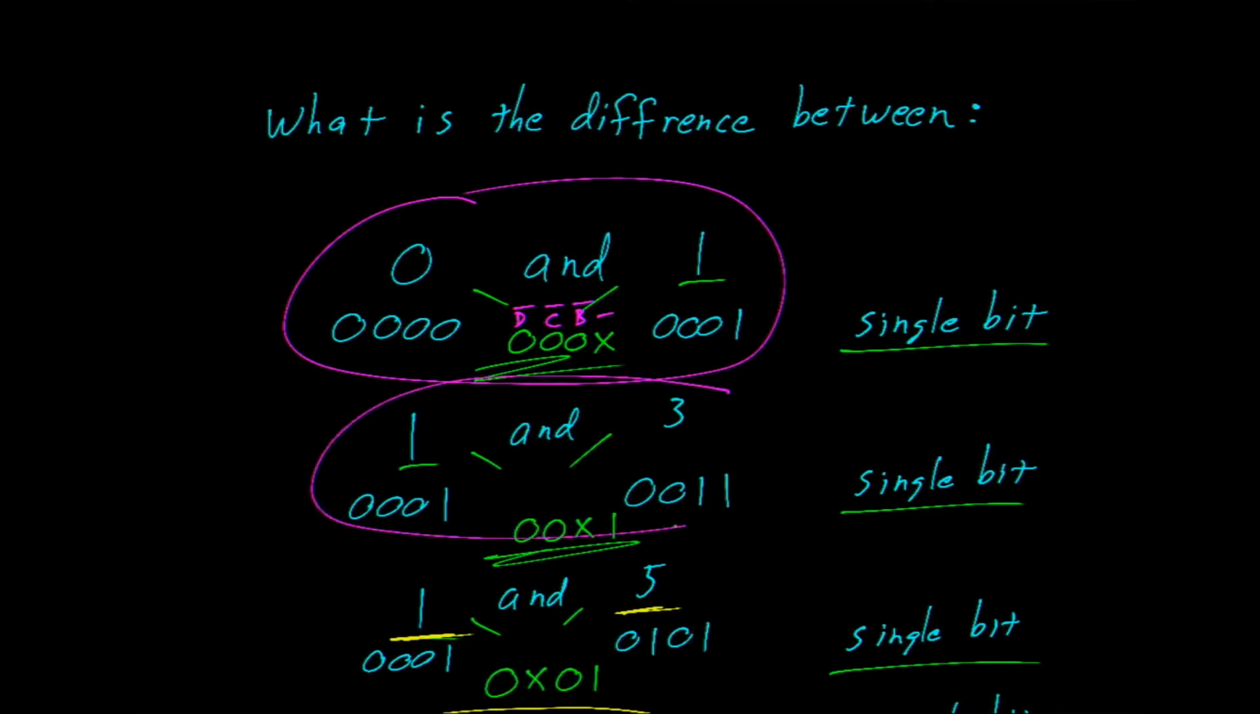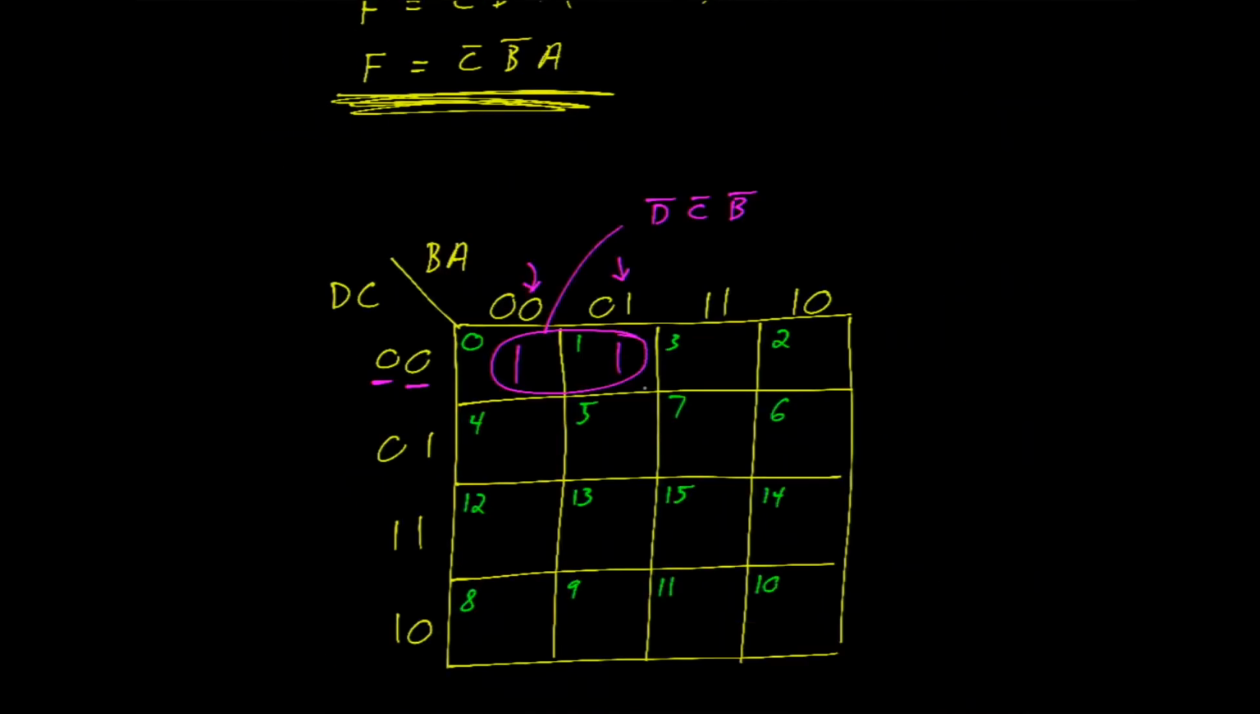Same goes for 1 and 3. That's this one. Together, minterms 1 and 3 become D naught, C naught, and then these two, which is A.